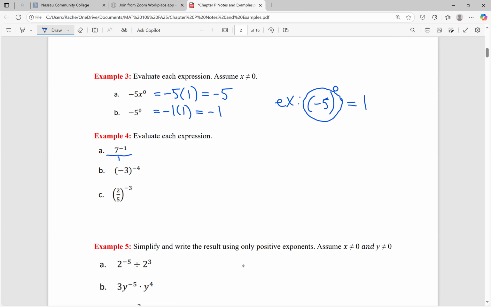Think of this as 7 to the negative 1 over 1. Let's take the reciprocal. So this is going to become 1 over 7 to the positive 1. And 7 to the positive 1 is 7. So this becomes 1/7.